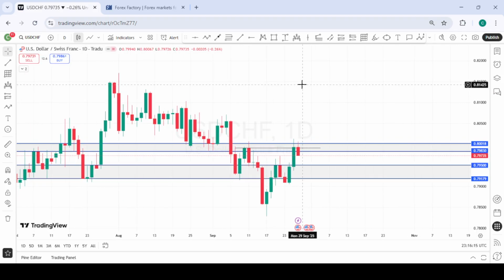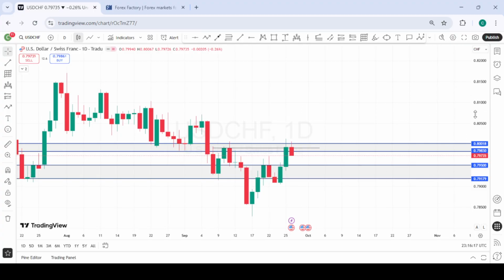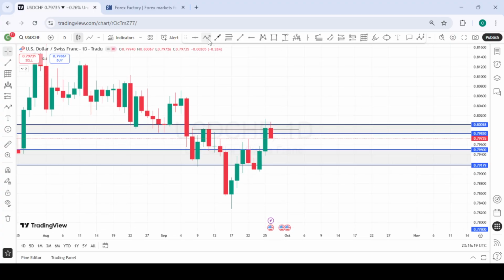We have here USDCHF, and for USDCHF, we will also be looking forward to a possible pullback to this area of interest to get buying opportunities to the upside. If price breaks above and comes for another retest, we'll look forward to the buy continuation to the upside.